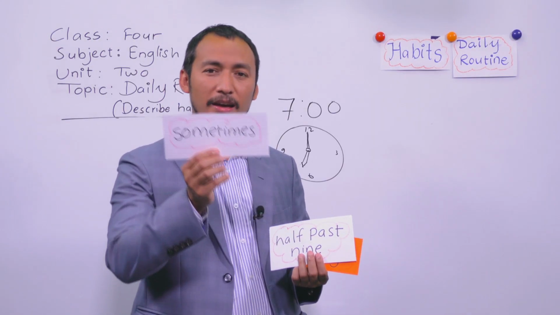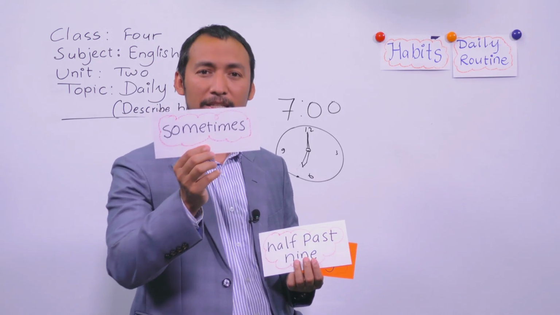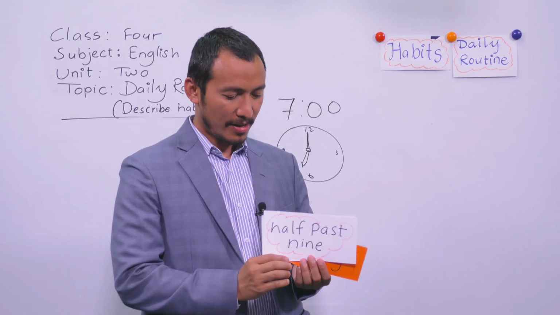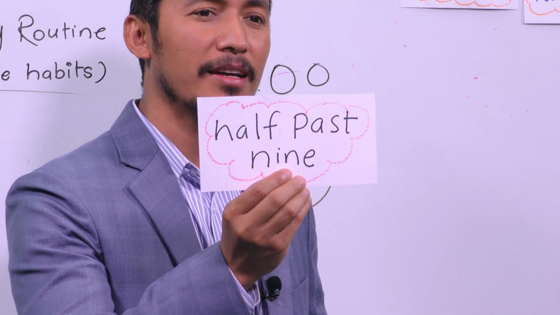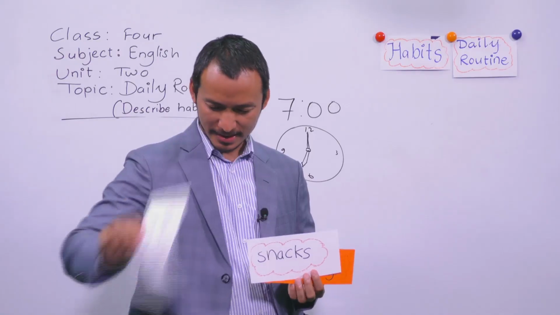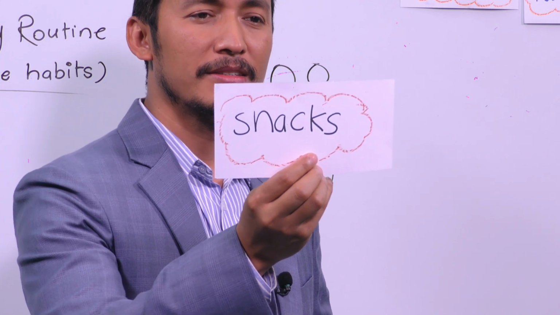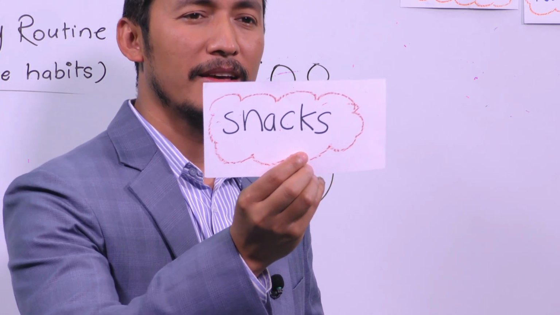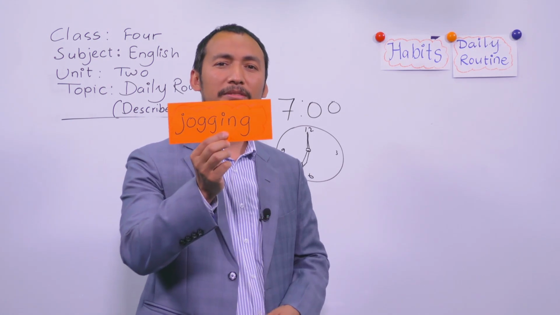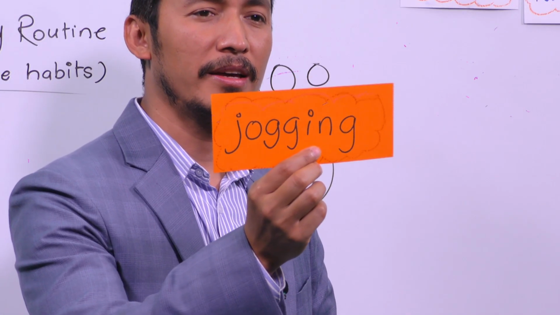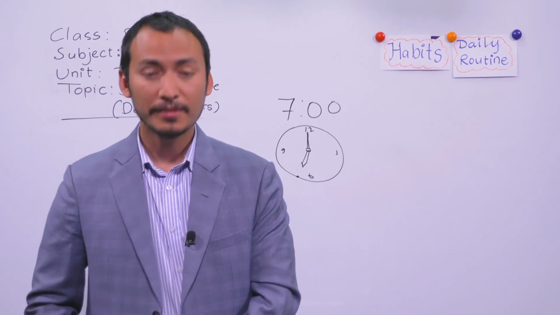Next one. Can you read this, students? Sometimes. Okay, great. Once again, sometimes. Next word from your book. 9:30. Okay? So once again, 9:30. Next word. How do you say this? Say it again. Yes, it's snacks. That's great. Snacks. And this one, can you do it yourself? Jogging. Right, jogging. Okay, we will see their meaning in the text.